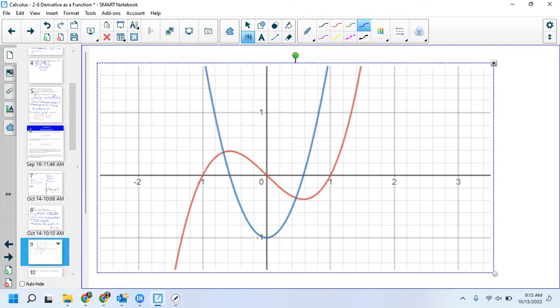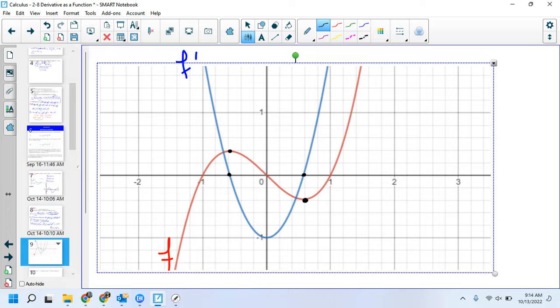Okay, so this is f. This is f prime. Okay. So what do you see here? Well, look at this. This place here and this place here. The maximum value of my original is the 0 of my derivative. The minimum value of my original is the 0 of my derivative. Do you see that in there?